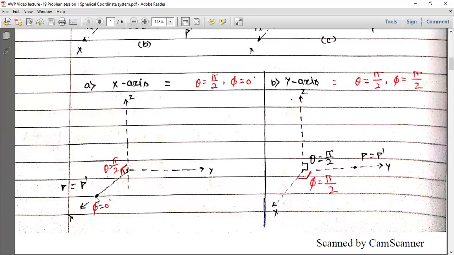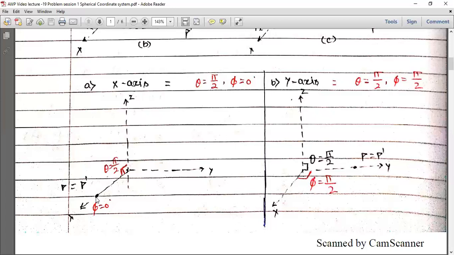Okay, so in this manner, for any point lying on the x-axis, we cannot say anything about the radial component, the r component. This can be anything. The radial coordinate depends on the distance of the point from the origin, which can be from 0 up to infinity. So we cannot be certain about this parameter, but surely we can say that for any point lying on the x-axis, the angle between OP and the z-axis is always 90 degrees.